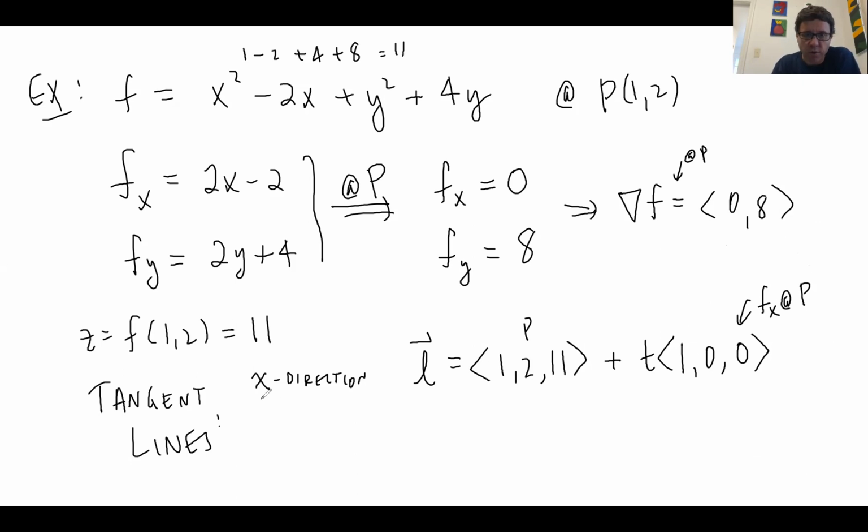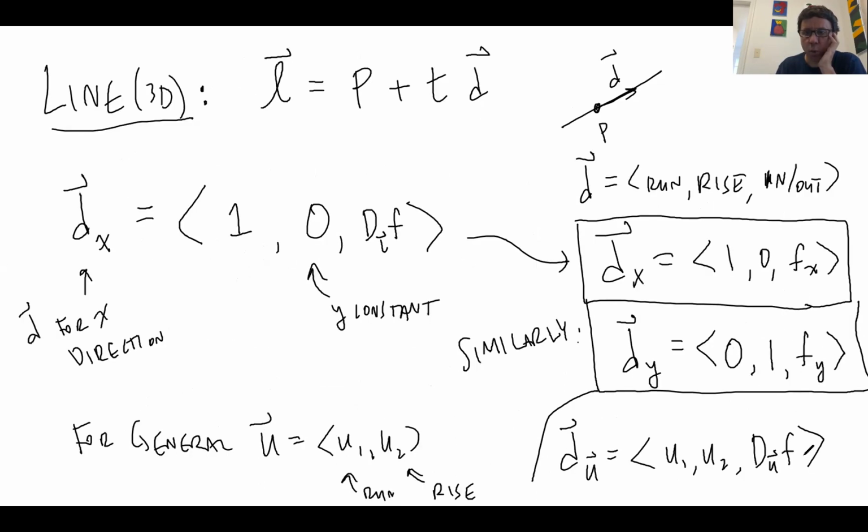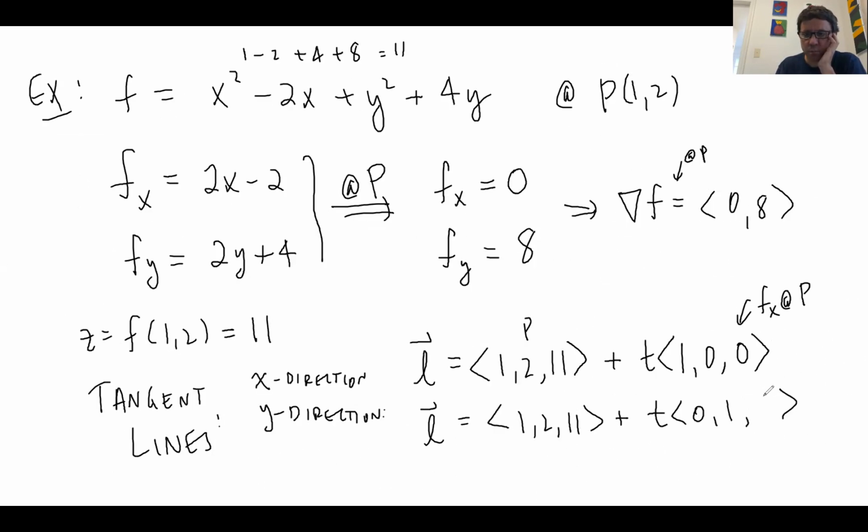If you said for y or in the j direction, that would be the tangent line would be the same point because you're still going through the base point 1, 2, 11. But now, what's the slope there? Well, according to the formula, it's 0, 1. Again, on the last slide, 0, 1, and then you do the y derivative, which is 8.